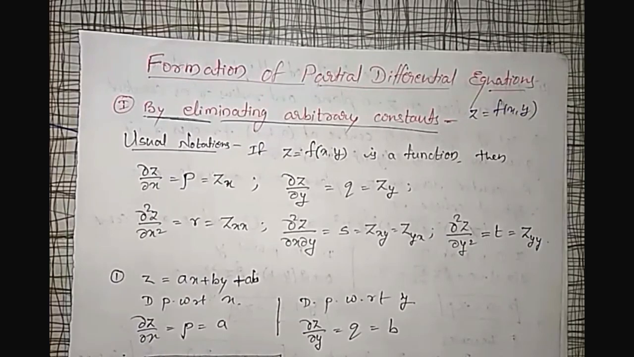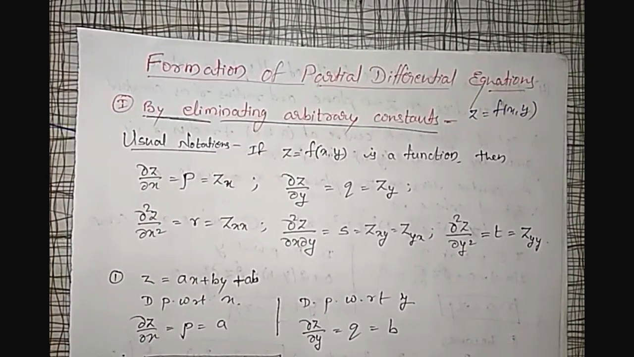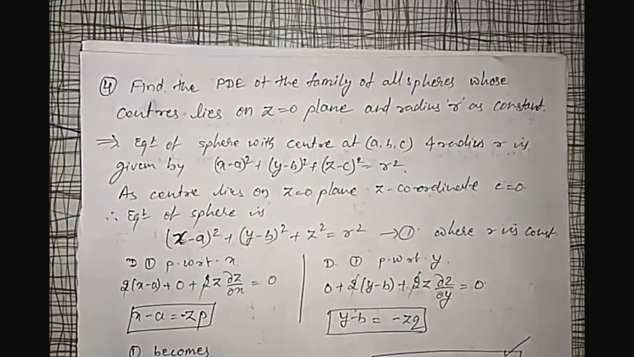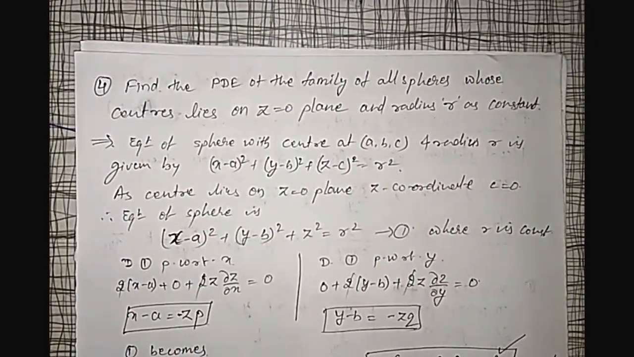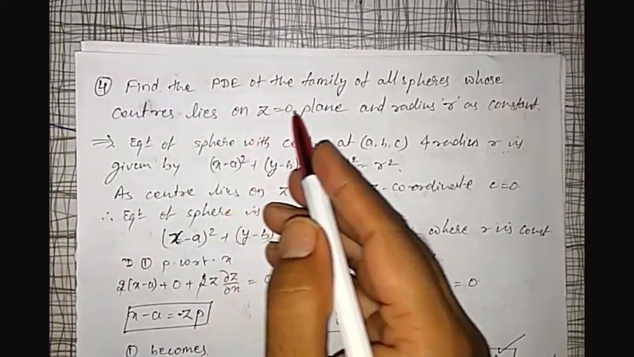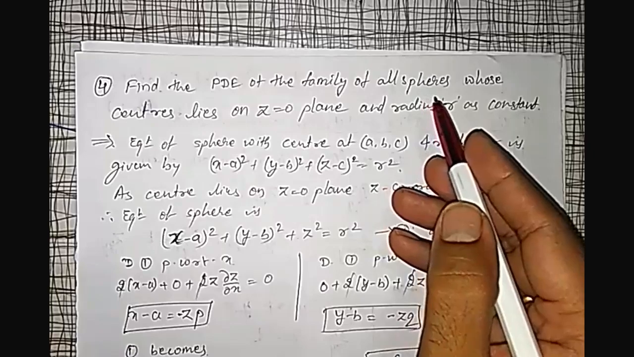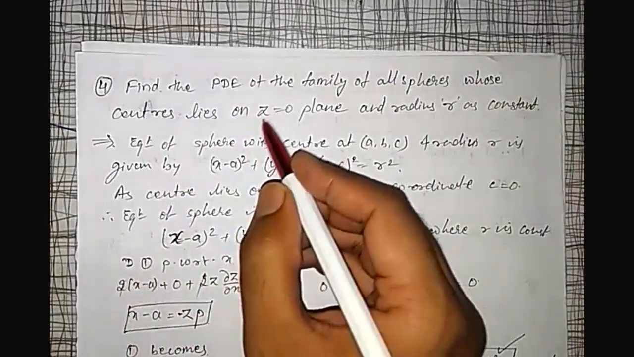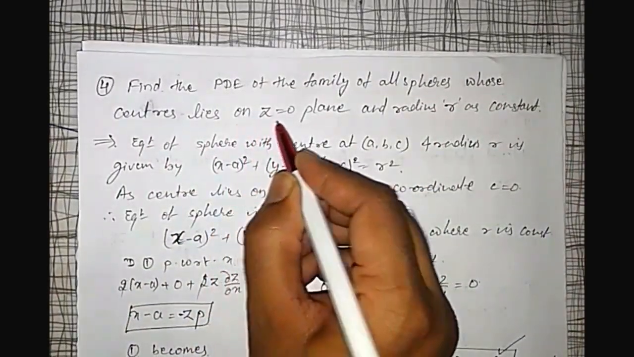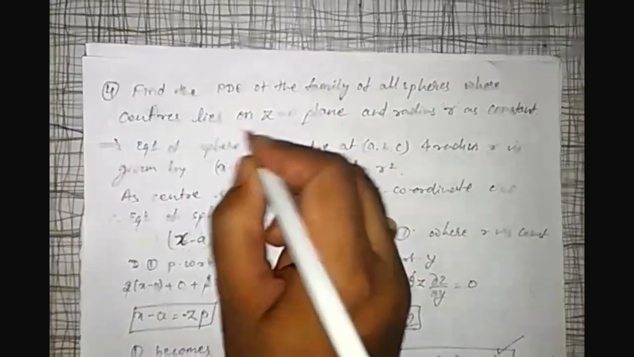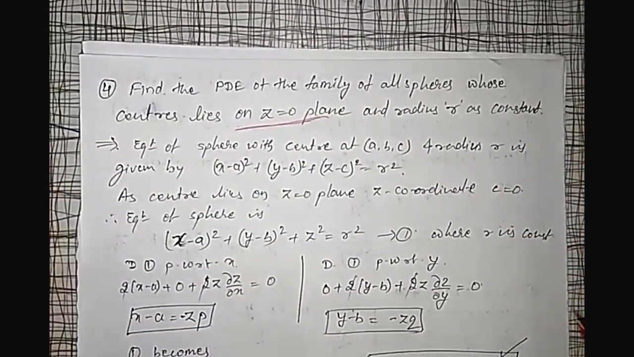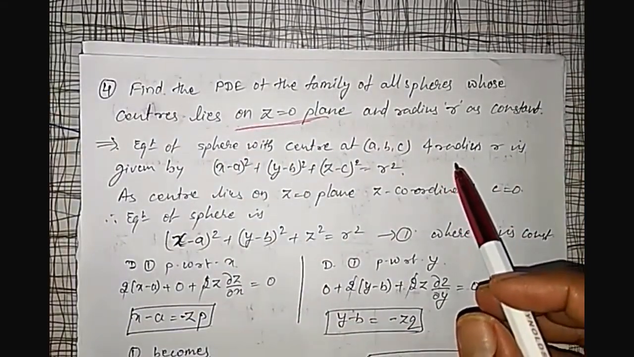Now some examples on forming the partial differential equation by eliminating arbitrary constants we'll discuss here. Let us form the partial differential equation, PDE, for the family of all spheres whose center is on the z equal to 0 plane. That is important. Z equal to 0 plane and having the radius r equal to constant.